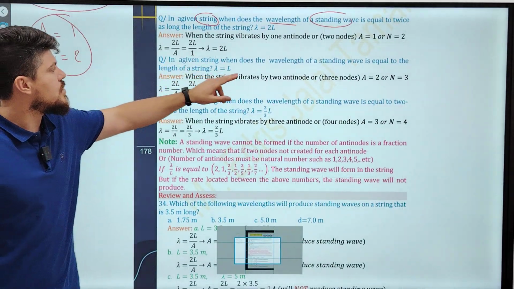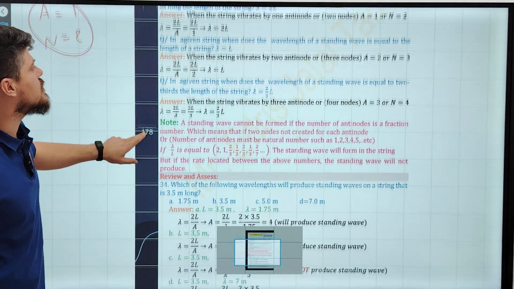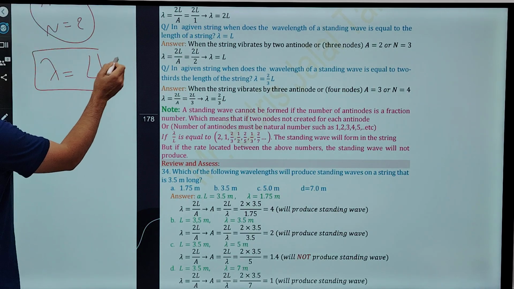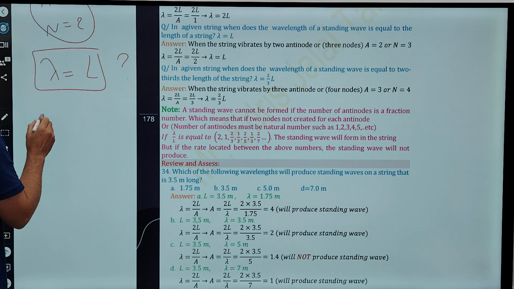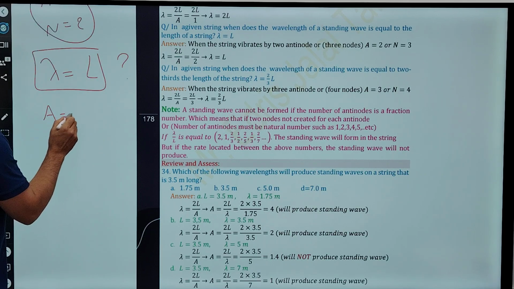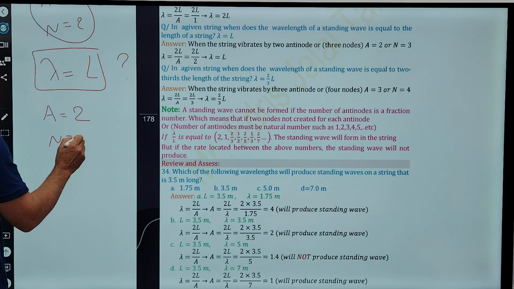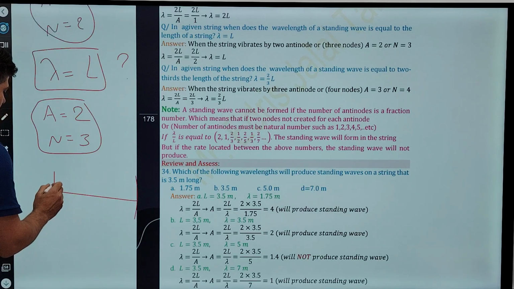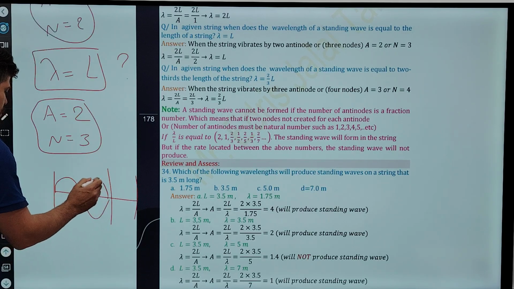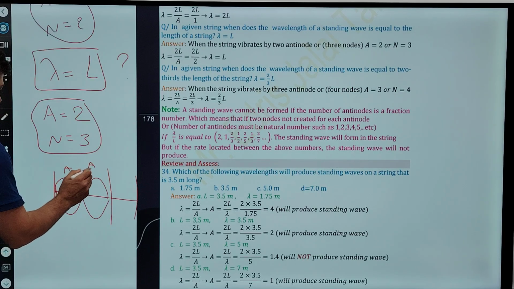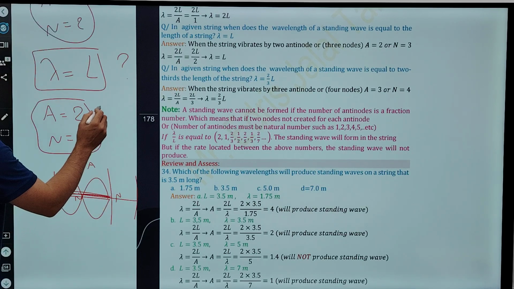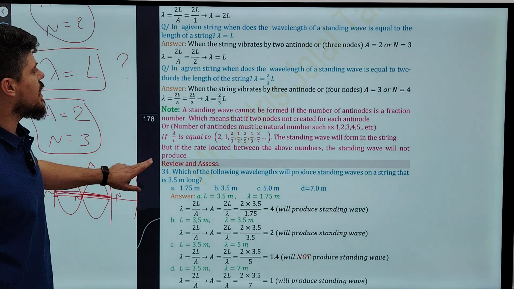Okay? In a given string, when is the wavelength of a standing wave equal to L? If the string vibrates with how many antinodes? 2 antinodes. How many nodes? 3 nodes. Why? Because if we have 2 antinodes, 1, 2, with 3 nodes, we have 1 wavelength. So that is why the wavelength is equal to L.